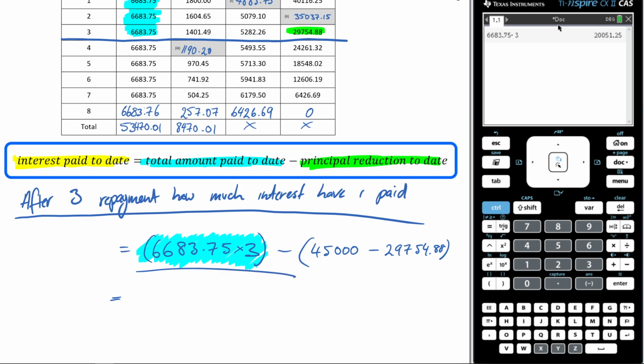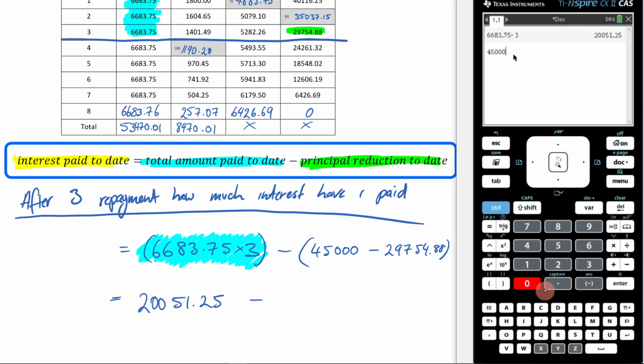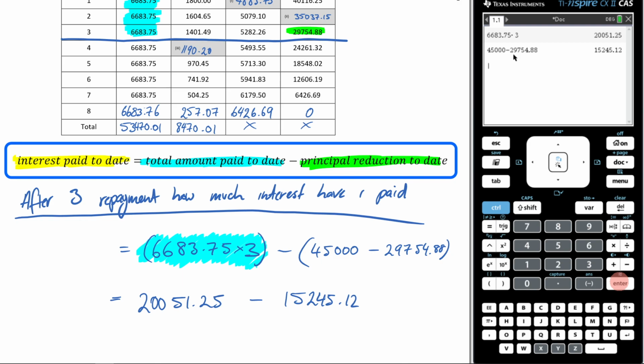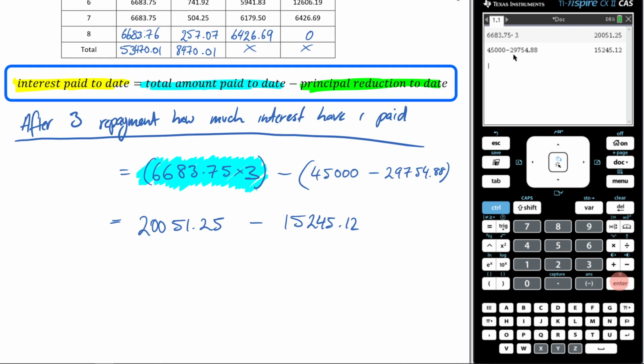So let's now write this out again. Remember, we figured this bit out. This was 20051.25. And then over here, I'm going to go 45,000 minus 29754.88. And that's going to be 15245.12.